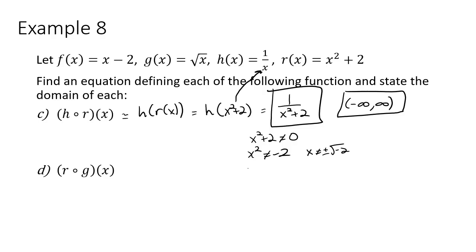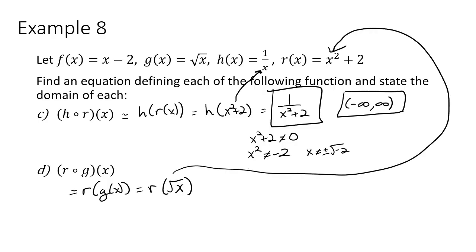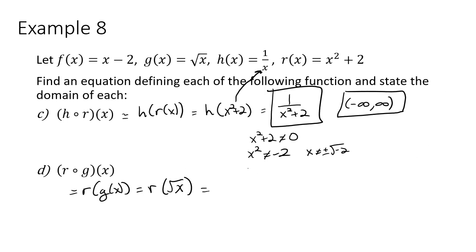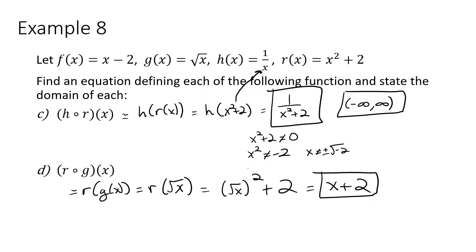Next up, we've got r composed with g of x. So this is r of g of x. G of x is square root of x, so we're going to take that and plug it in to the function r. And so this would now be the square root of x squared plus 2. This one does simplify to x plus 2.